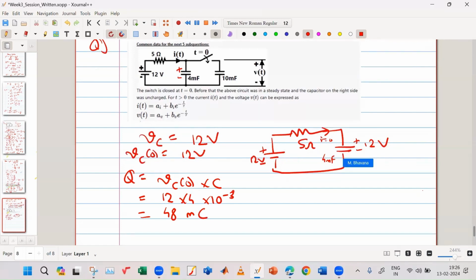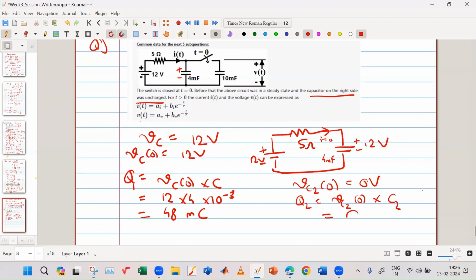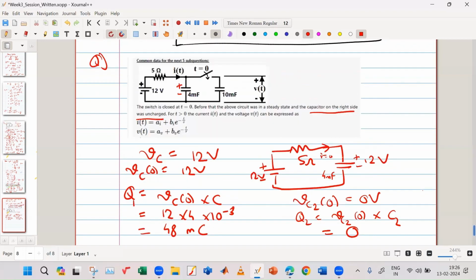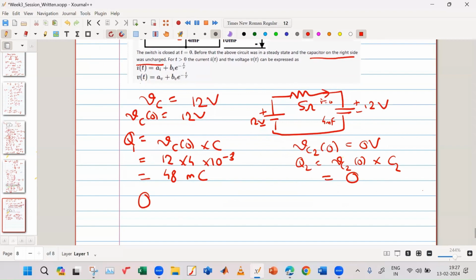What is the dimension or what is the quantity? Millicoulomb. So this was the initial charge stored on the capacitor. Also, they have written that the capacitor on the right hand side was uncharged. If it was uncharged, VC2 of 0 is 0 volt. So let us assume this Q1 and Q2 is VC2 of 0 into C2. Since it is 0 volt, the charge stored in the capacitor at 0 is 0. So what is the effective charge stored in the system? Effective charge is Q1 plus Q2, that is equal to 48 millicoulomb.